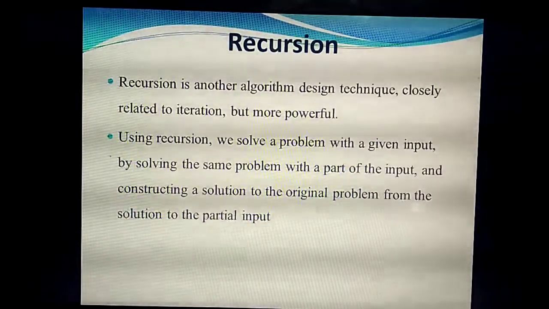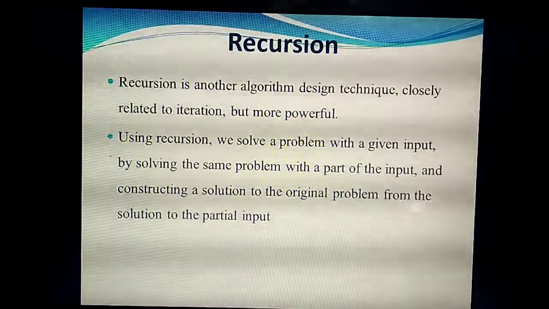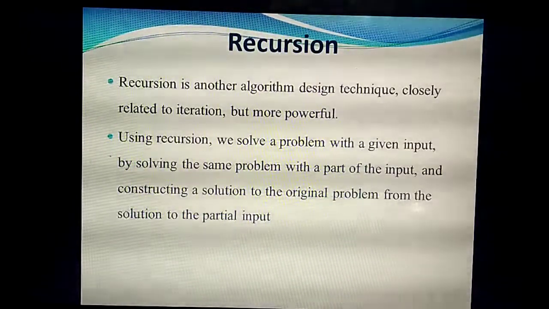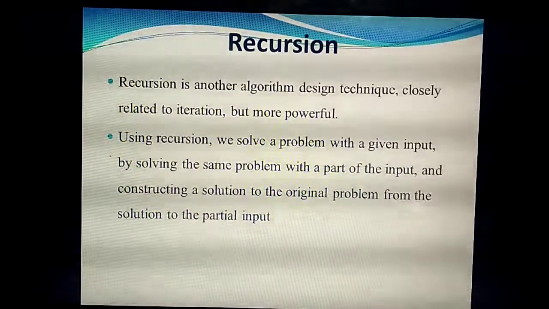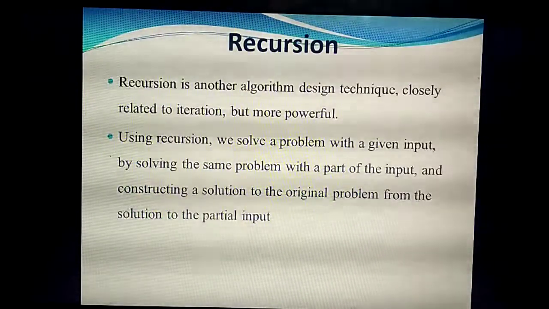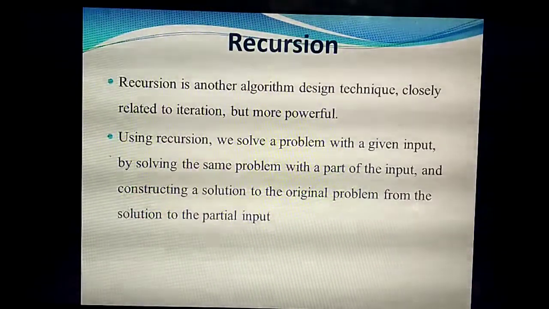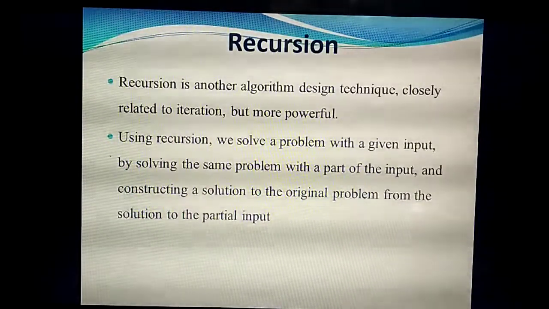But recursion means you are not taking the 4 numbers as input. Among the 4, you take part of the input. Part means half. So 4 numbers are given as input, but it will take 2 numbers as input and solve the problem. Using those 2 inputs you get the original solution for the problem. That is called recursion. Understand what recursion means?